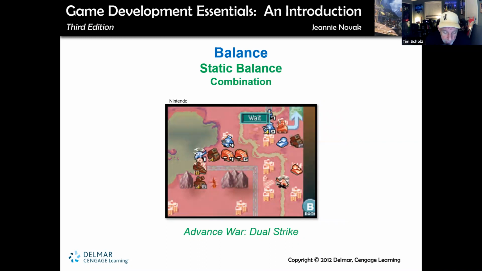The next concept within balance is the ability for combination, or the ability to combine resources, to take the power of both of those resources and combine them to make something stronger. There are a lot of merge games out there today that take advantage of this concept.